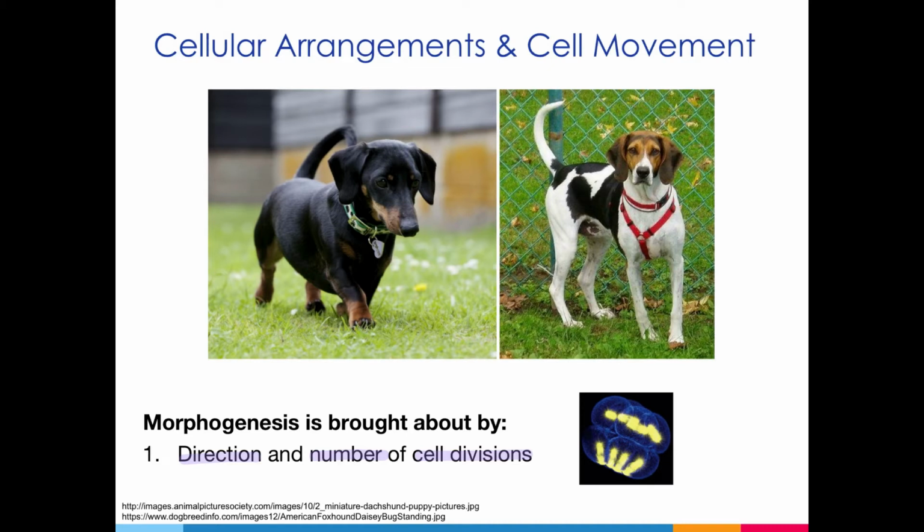Another example of this is the length of the legs in these dogs. For example, the skeleton-forming cells in the dachshund undergo fewer cell divisions compared to those in the American foxhound, so the dachshund has shorter legs.